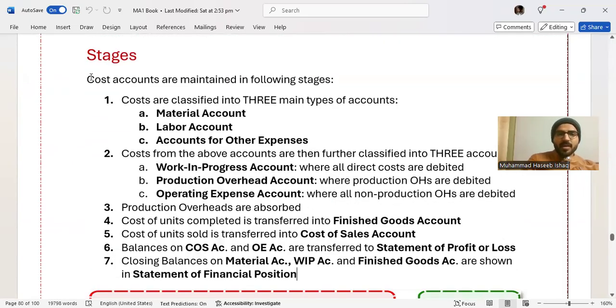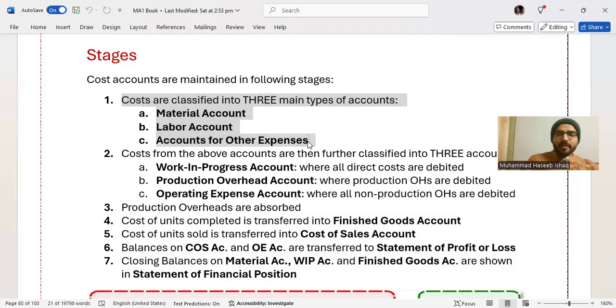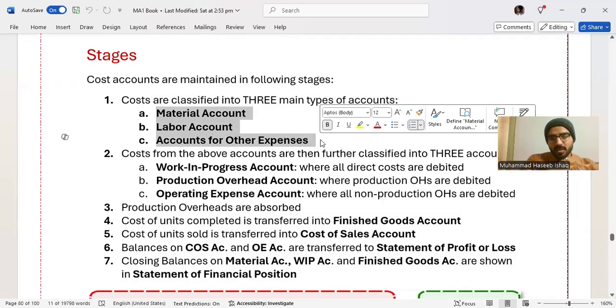I have summarized this topic in these stages. You won't find these stages written in any of the CCM material, of course, because this is my way of teaching it. In the first stage, we have to understand how the cost accounts are maintained. You must remember that for any cost item to enter the accounting system, you have to enter it in one of these three types of accounts.